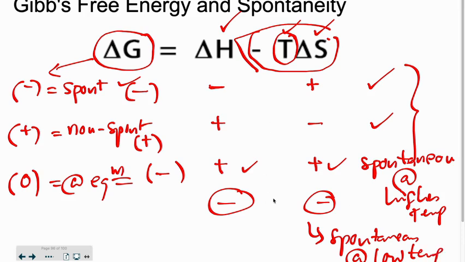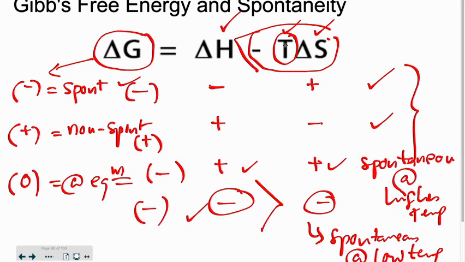Why? Because I want this term, which is my delta H, to be greater than my T delta S. And in order for that to happen, that temperature has to be low so that this term, which is going to be positive, is smaller than my delta H, and my negative sign of delta H would win, and that would cause my delta G to be negative.